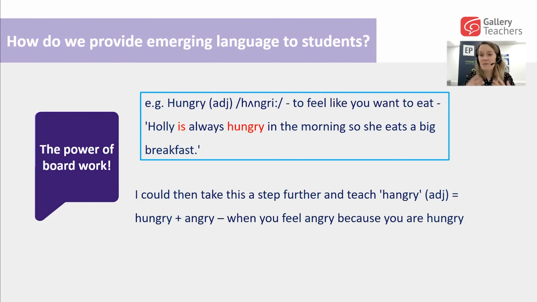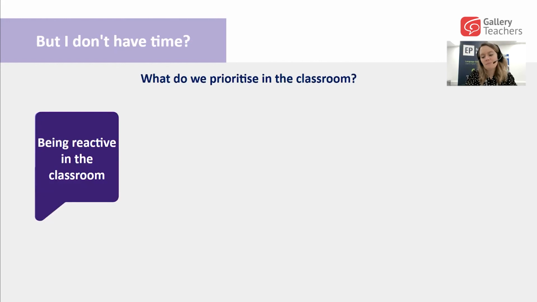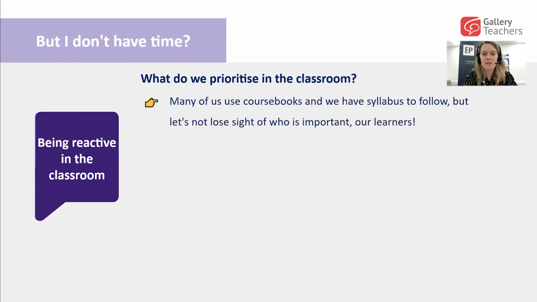And there are many other things you could have done. You could have also taught "thirsty" if they didn't have that. So there are lots of ways you can keep expanding and keep going with this emerging language. So this is all great, but you might be sat there thinking, I don't have time to do this. How am I going to do all of this and teach the syllabus and work on all the other things I need to be doing within the class? Well, I think it's all about priorities, what we want to prioritize in the classroom.